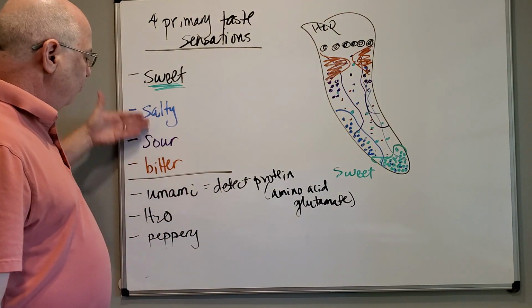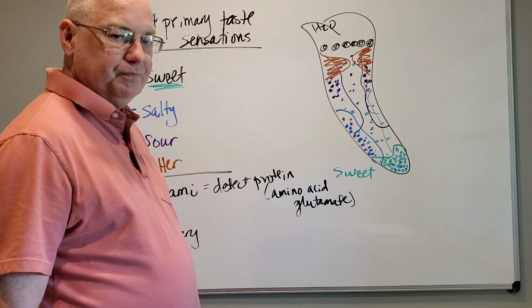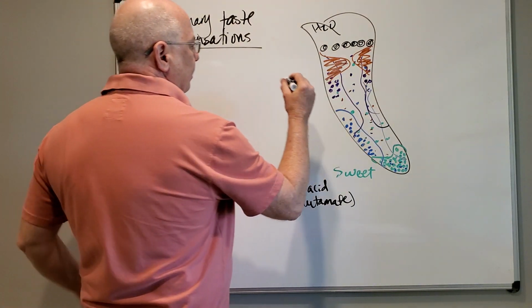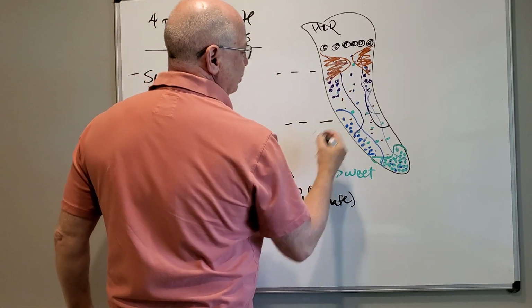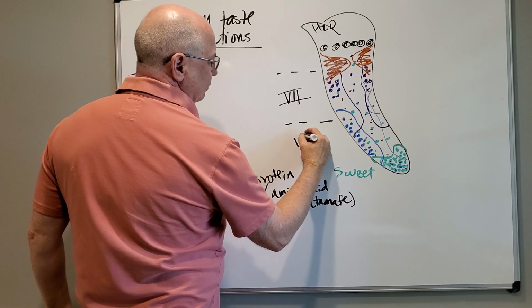So you need to know the 4 primary taste sensations. You need to have an idea of where they're located on the tongue. You also need to know this. If I divided the tongue into 3 major regions, the anterior 2/3 of the tongue are monitored by the cranial nerve number 7.